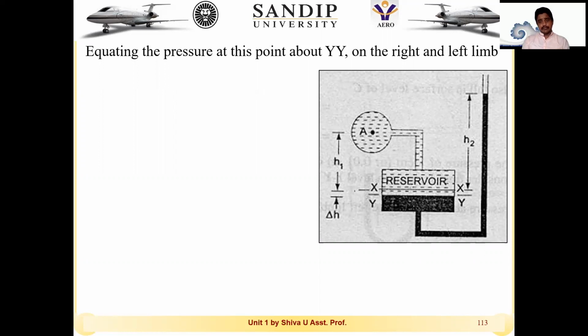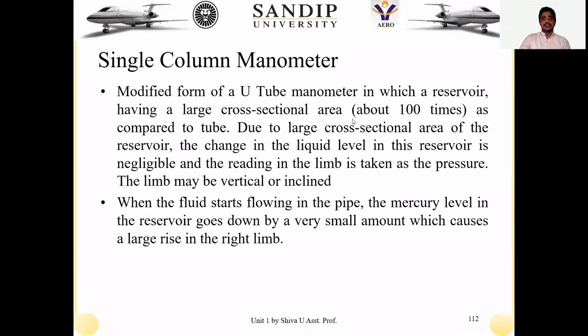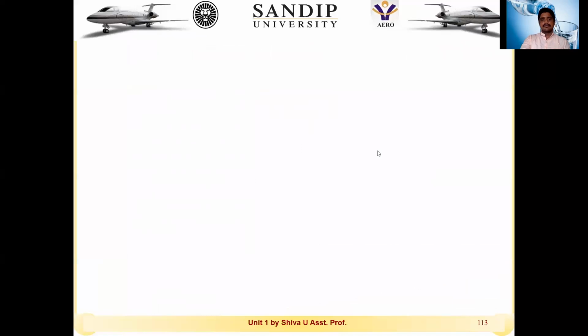When using manometers, if the desired accuracy level is very high, we can go with a new design named the single column manometer, where the reservoir is placed, whose area is 100 times greater than the right column tube area. As it is said here, the cross sectional area is 100 times that of the tube area.